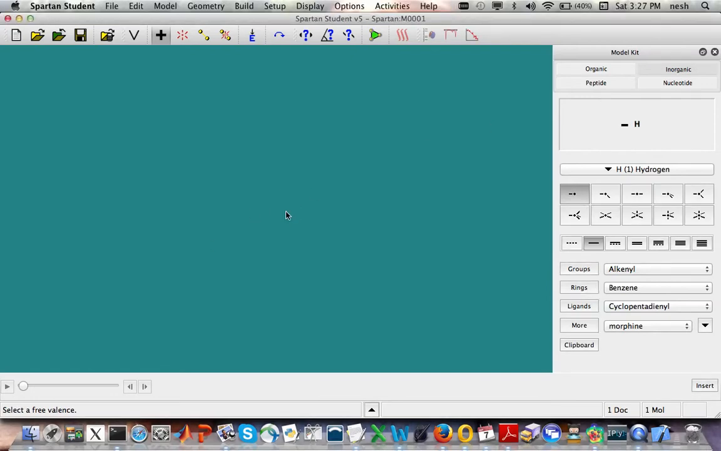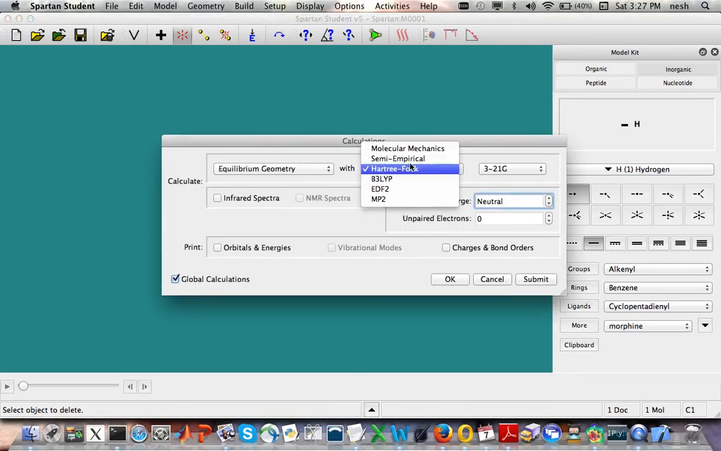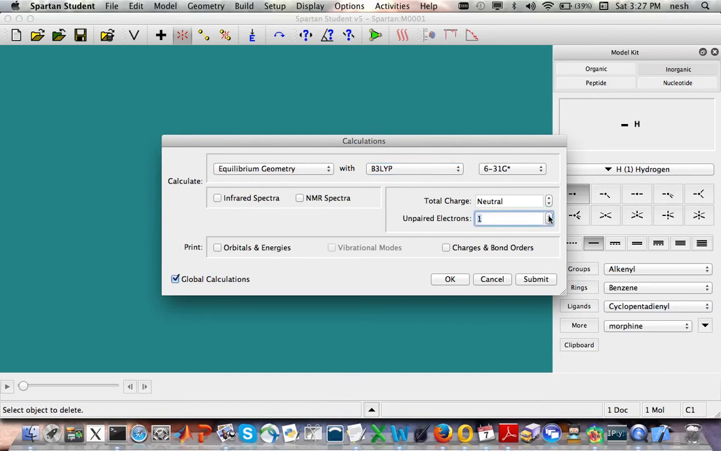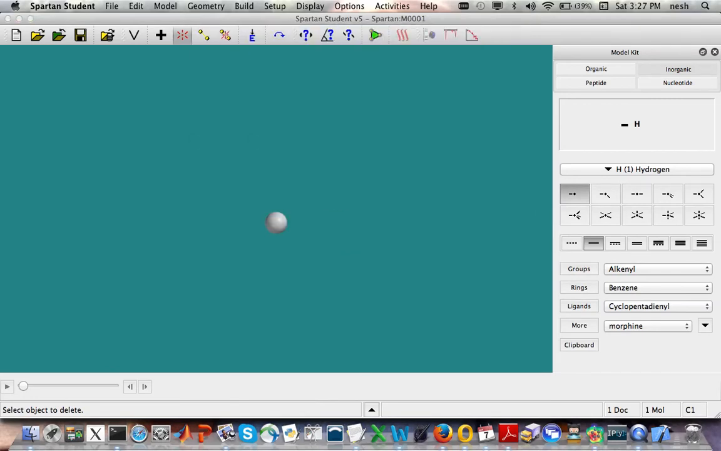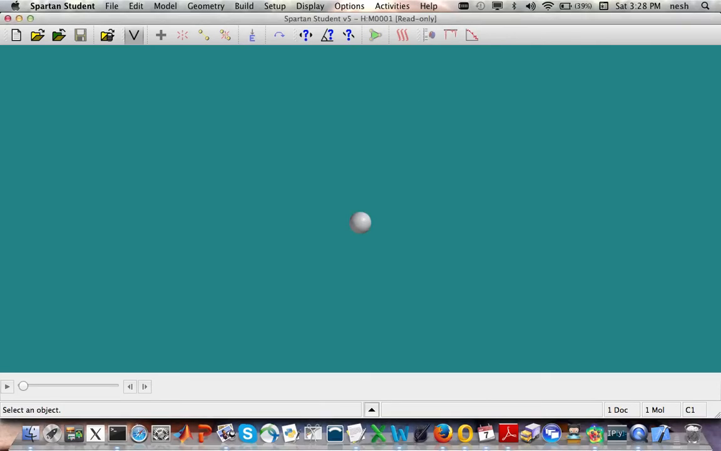The first thing you'll need to do is calculate the energy levels and the energy of just a straightforward hydrogen atom. So I've got this, now it wants to put a separate hydrogen atom on that, so I'm going to take that away. In calculations, what we want to do is a B3LYP calculation. One thing that's a bit tricky is that hydrogen has one unpaired electron. Apart from that, it's pretty straightforward. You'll want to save it however you like, so I'm going to save it there. Now that calculation has started, and let's hope it's going to be over in a few minutes.